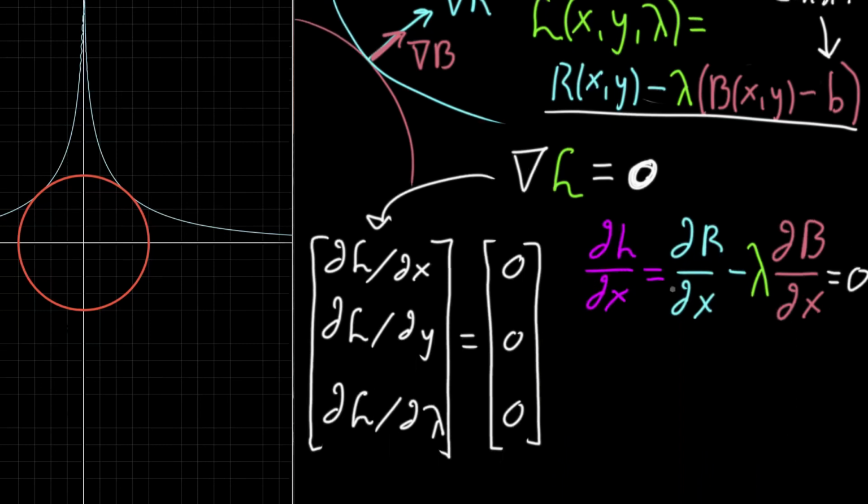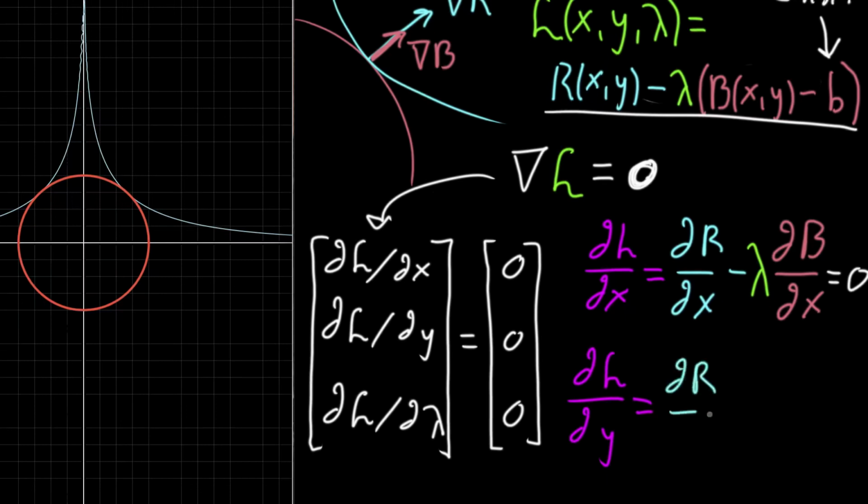And then if you do this for y, if we take the partial derivative of this Lagrangian function with respect to y, it's very similar, right? It's going to be, well, you just take the partial derivative of r with respect to y.